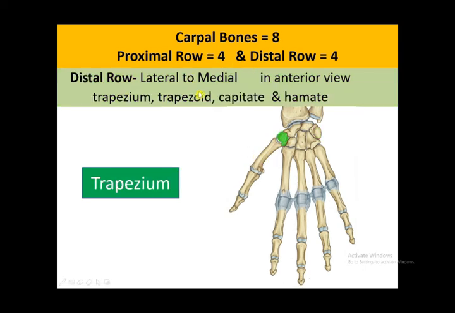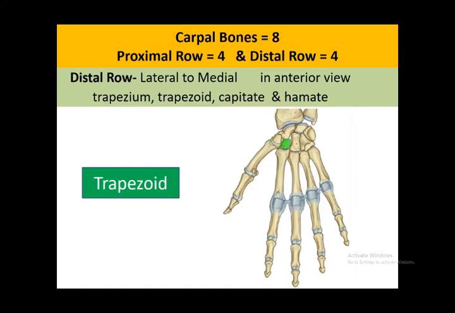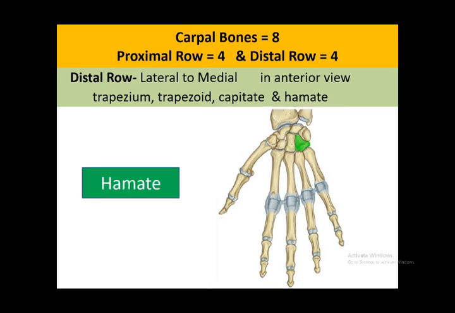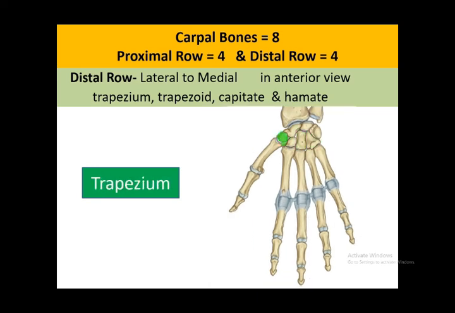Now the distal row also has 4 bones: number 1, trapezium, trapezoid, capitate, hamate.